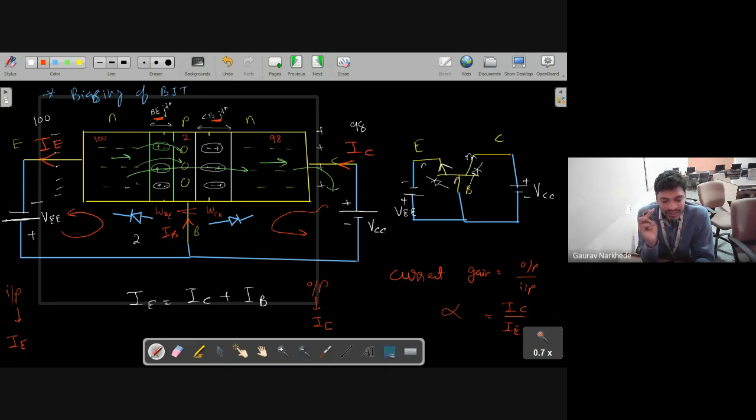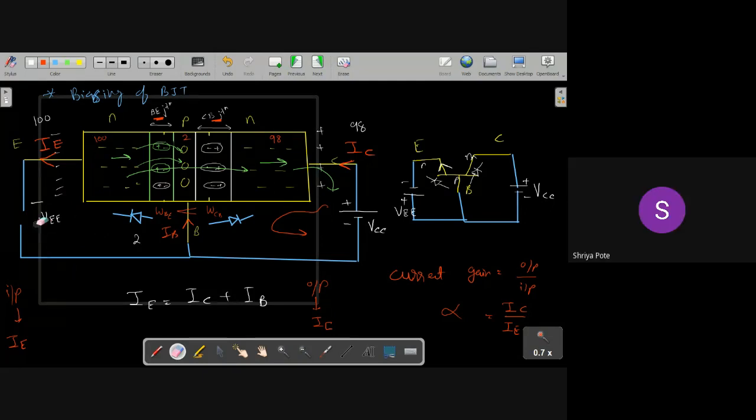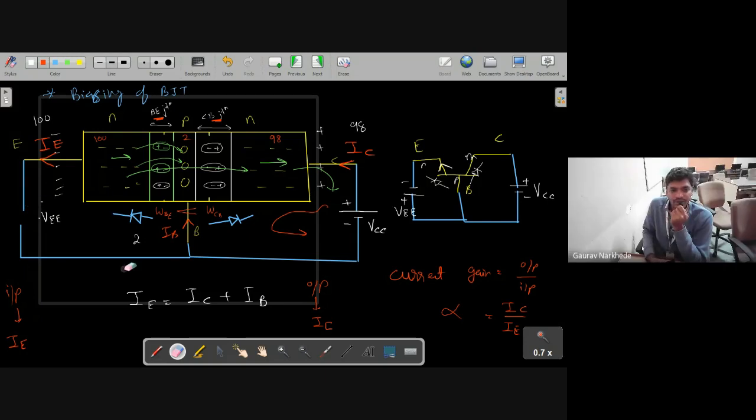Okay. Now let us deal with one possibility. Okay, now this is a very very important concept. What I'm doing, I'm just removing this bias. So अगर ये bias remove किया तो ये current flow होगा क्या? No, sir, because I'm removing this battery. Okay, now what is happening in this?